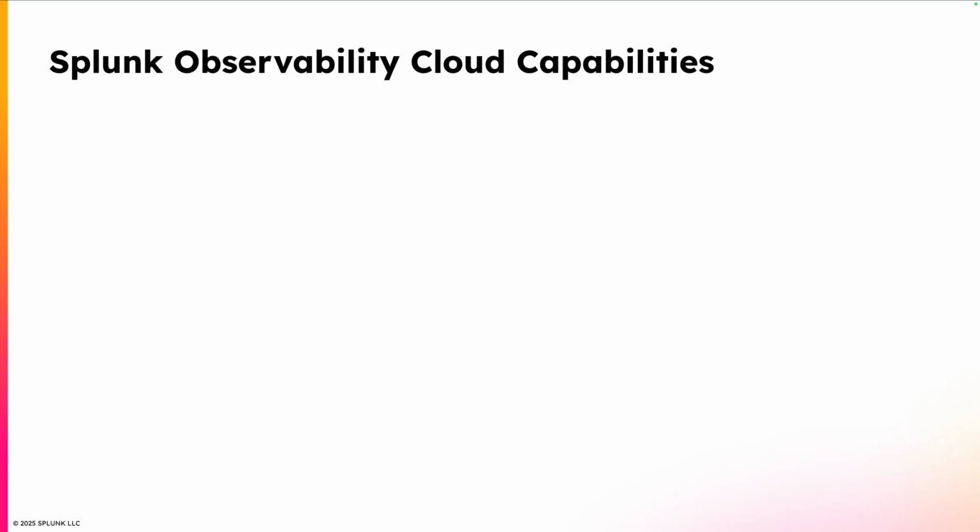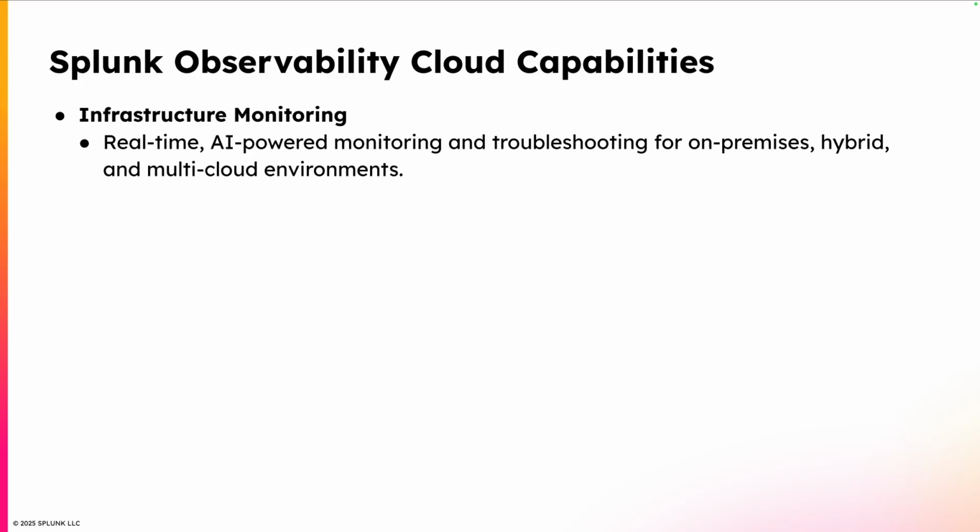Before beginning the demonstration, I'll give you a quick overview of Splunk Observability Cloud's key capabilities. If you just want to see them in action, you can use the chapter markers below to skip ahead. Infrastructure monitoring provides real-time streaming metrics, monitoring from on-prem to multi-cloud, automatic service discovery, and analytics-driven alerting for faster problem isolation.